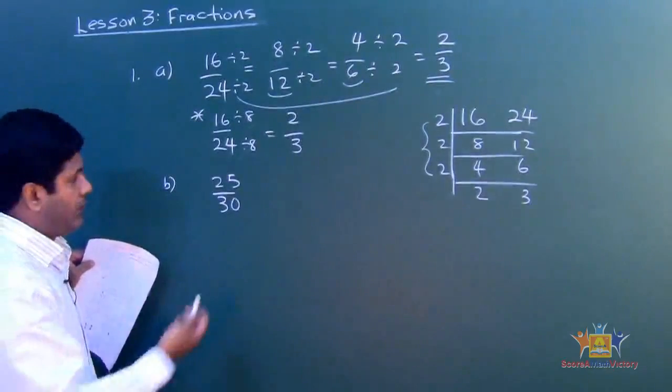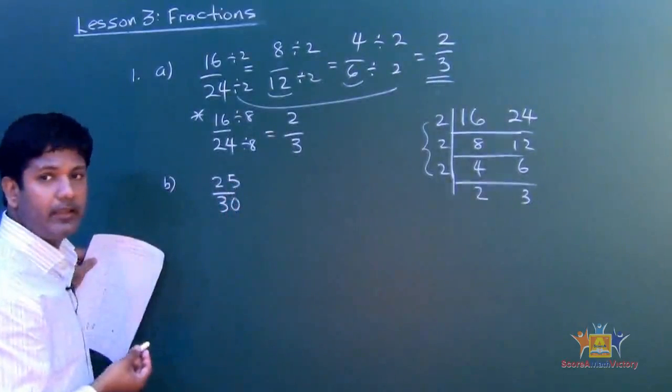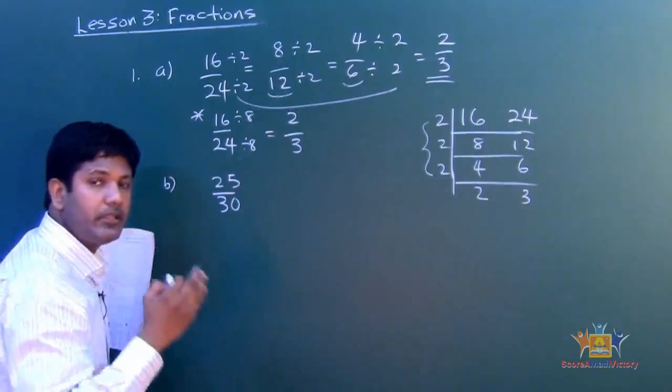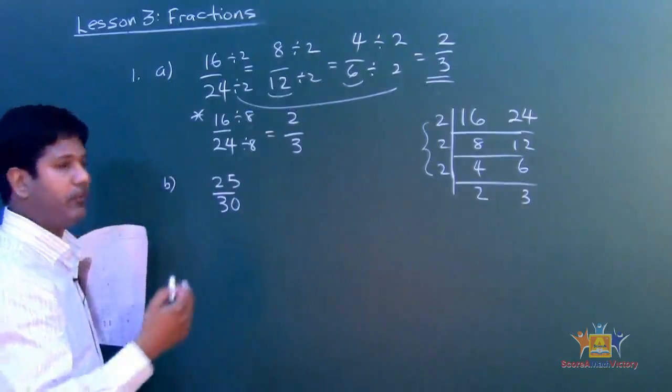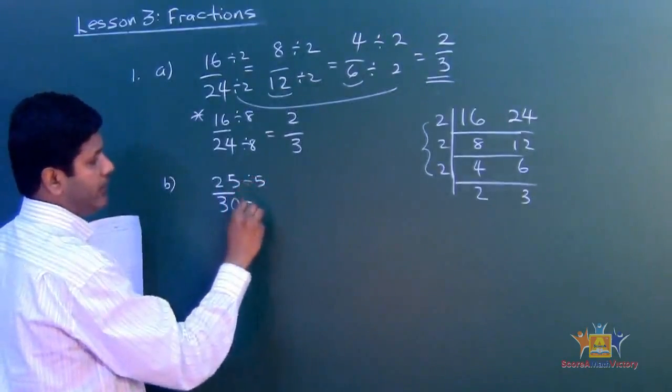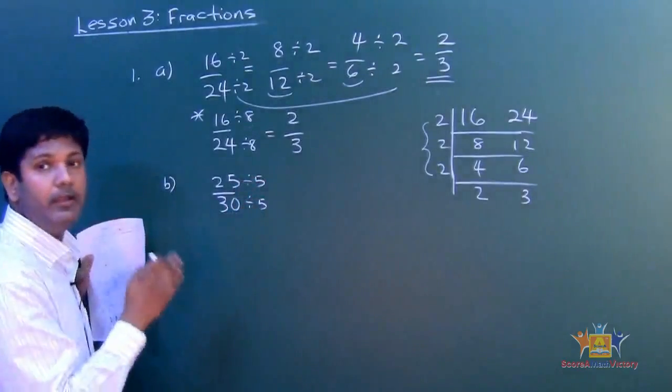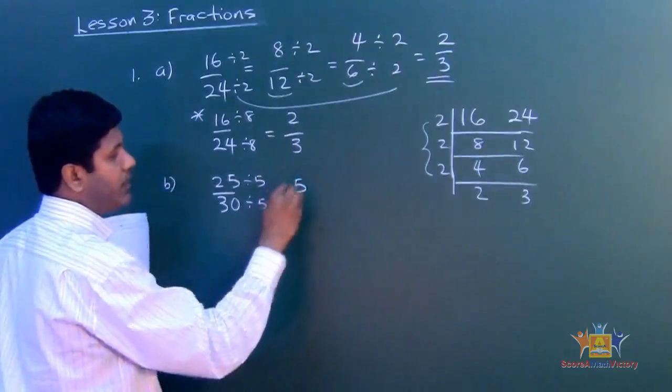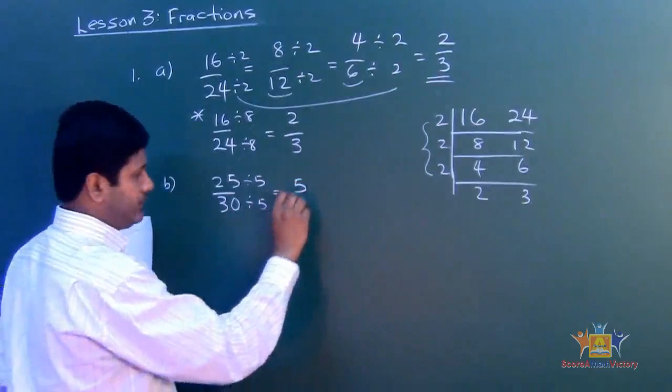What would that be? Whenever you see a 5 and a 0 at the back, the number that should come to your mind that you can divide both by would be 5. Okay? So you can divide 25 by 5 and 30 by 5. 25 divided by 5 is 5. 30 divided by 5 is 6.